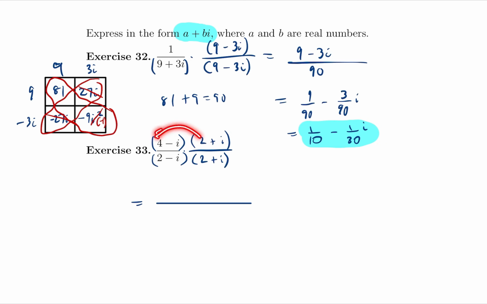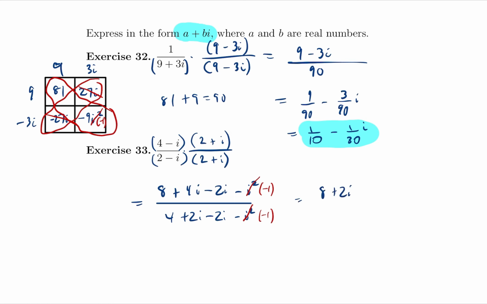I'm going to go ahead and do the FOIL method first, outer, inner, last, and I'm going to get 8 plus 4i minus 2i minus i squared. The denominator, same thing. I'm going to get 4 plus 2i minus 2i minus i squared. And then I'm going to change those i squares to be negative 1s. So the numerator becomes 8 plus 2i after you combine like terms. And then the double negative here, minus minus, becomes a plus 1.